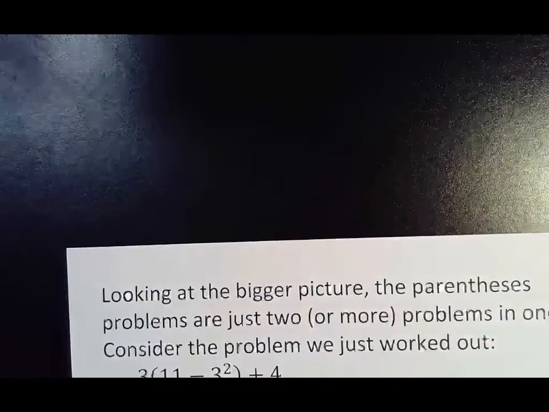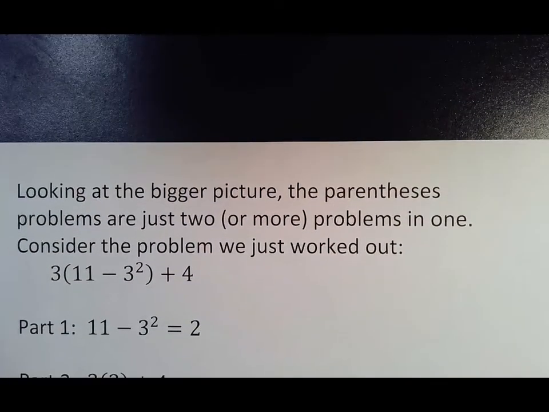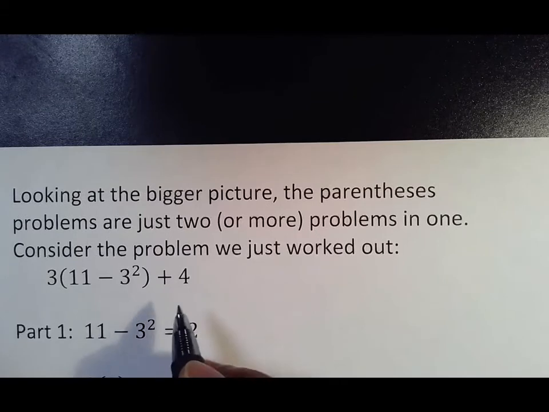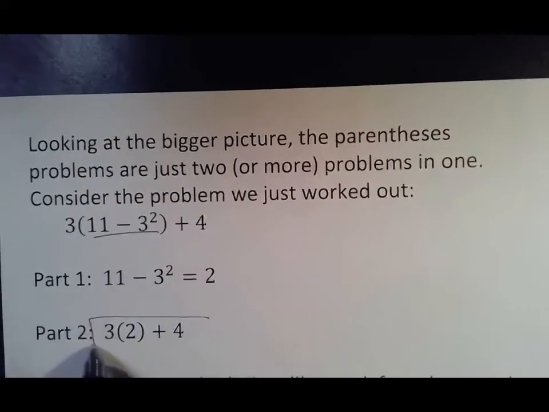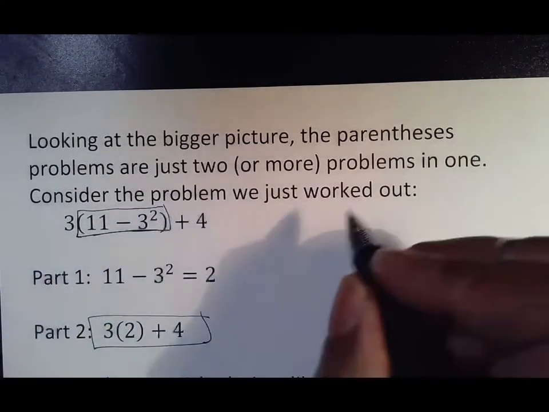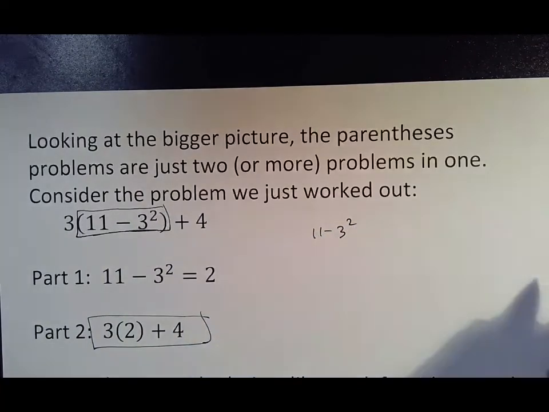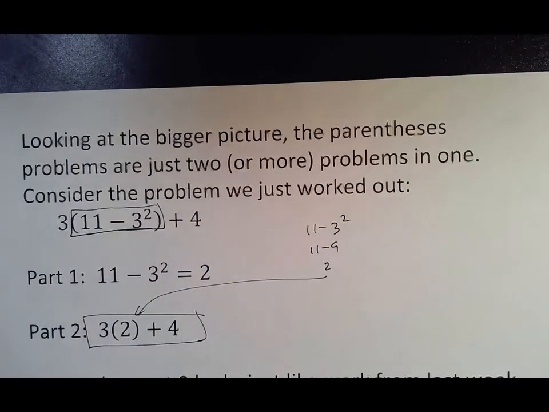So looking at the bigger picture, the parentheses problems are just 2 or more problems worked out in one. So when we saw this thing here, 11 minus 3 squared, once you break that down to be 2, it's just the same as this problem here. The only difference is that this is its own problem to be worked out on its own, and then kind of moved on from there.